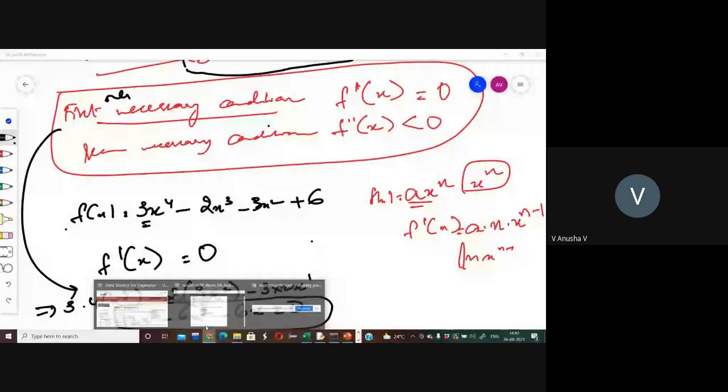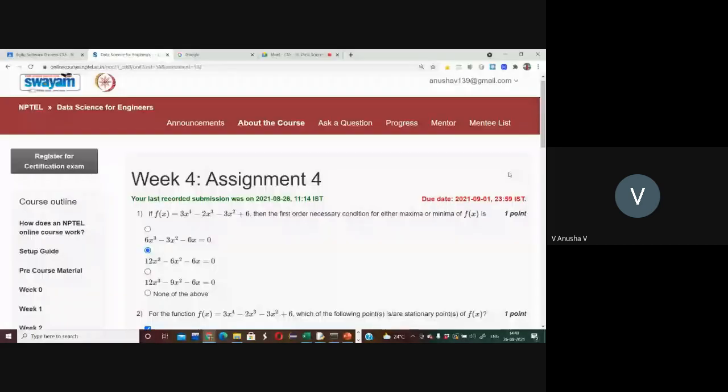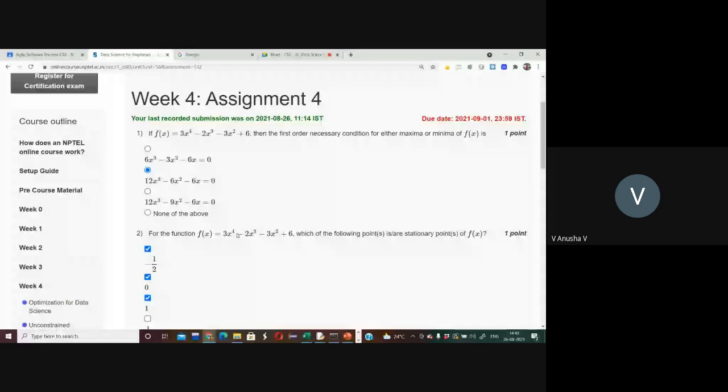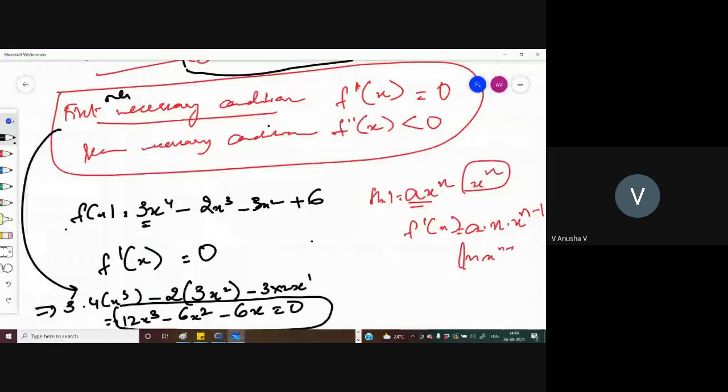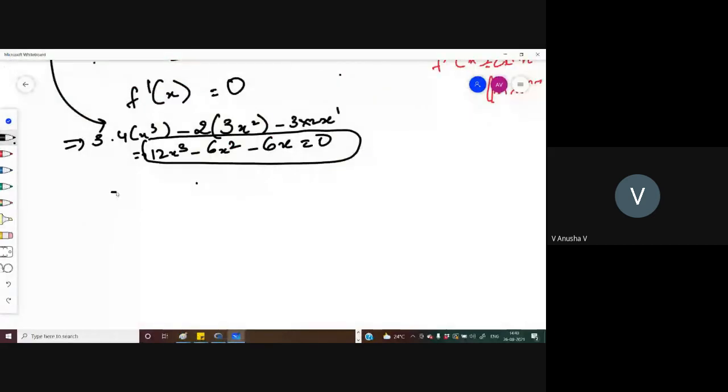Okay. So next they are asking us for this function, which of the following points are stationary points of f of x? So from this equation, how can you find the stationary points? First of all, I'll try to simplify this equation. I'm taking 6 common. Then I'll be getting minus x equals to 0.